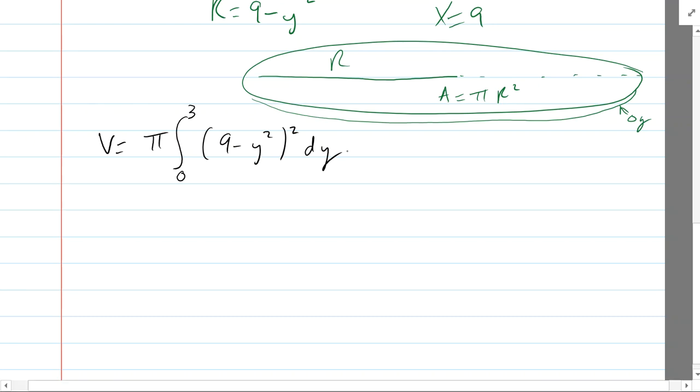The rest of it's easy. Is that going to be easy? Do you just have to square the binomial and then integrate the 3 terms? So let's do that. We have a pi. We are integrating 0 to 3. If I do 9 minus y squared times 9 minus y squared, what's 9 squared? Okay, so I have a 9 times y squared and a 9 times y squared, so it's minus 18y squared. And then what's y squared squared?